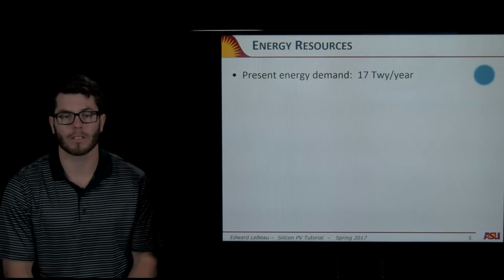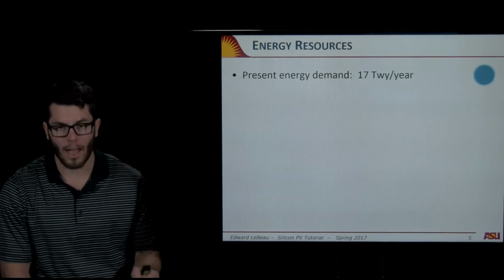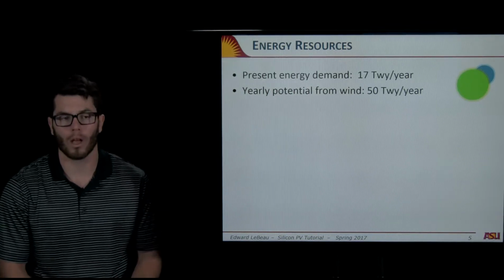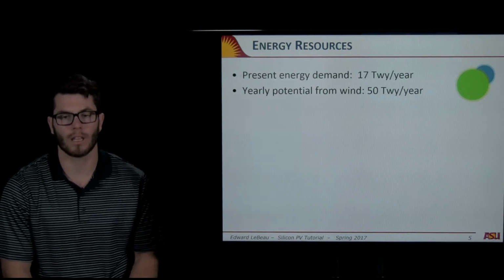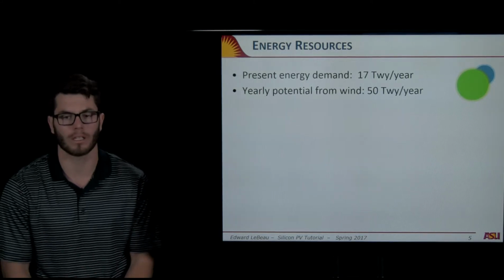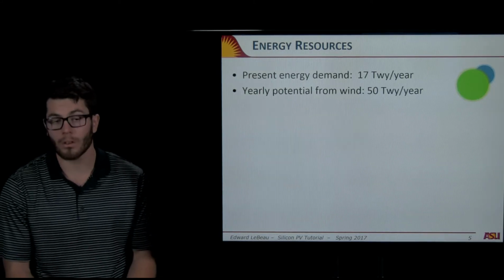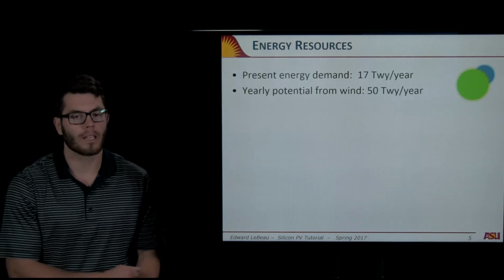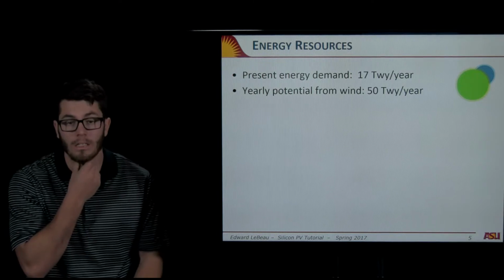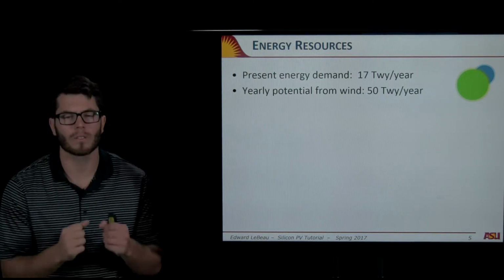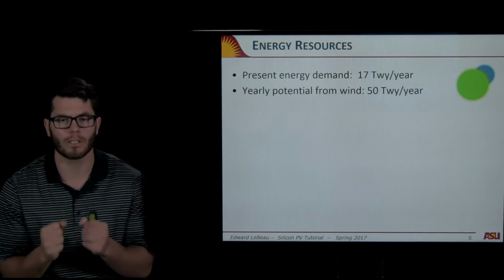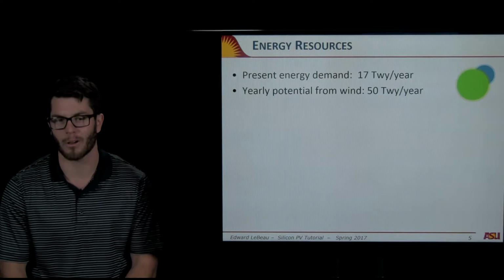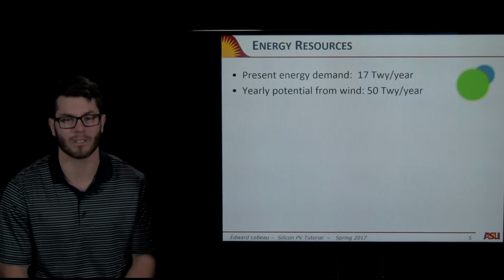Okay, present energy demand, 17 terawatt years every year. Okay, let's look into wind. The amount of wind on the earth is about 50 terawatt years every year. So annually we can get about 50 terawatt years of energy from wind. So that's a reasonable thought, but then realize that that's if we could collect 100% of the wind's energy, right? We could convert 100% of the energy in the wind to electricity, which we can't do. There is no such thing as a 100% efficient process, especially in energy conversion.